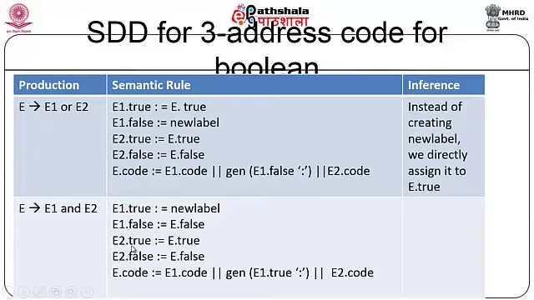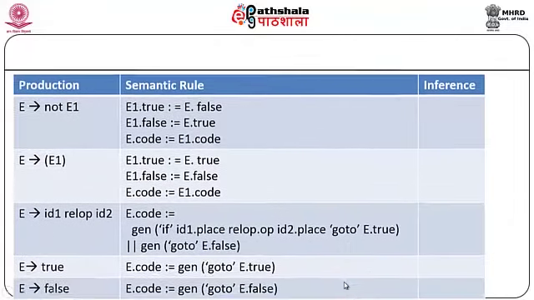Similarly, if E2 is true, then I can look at E.true, and if E2 is false, definitely the entire expression E is going to be false. So, therefore, here we generate a new label for E1, so that is what is incorporated in this particular slide.